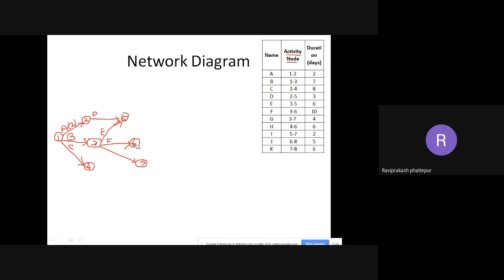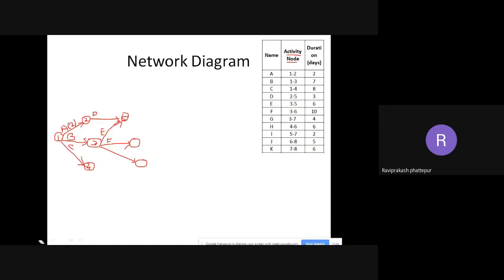If you see, from 3 both 6 and 7 are originating, I mean E and F. Sorry, 3 to 6 is F. So I need to change that also. I forgot F. Then 3 to 7 is G. So I have to draw G here. Both F and G are originating from 3 itself. So if they are coming from 3, you can draw it on the top or bottom. It's not an issue.